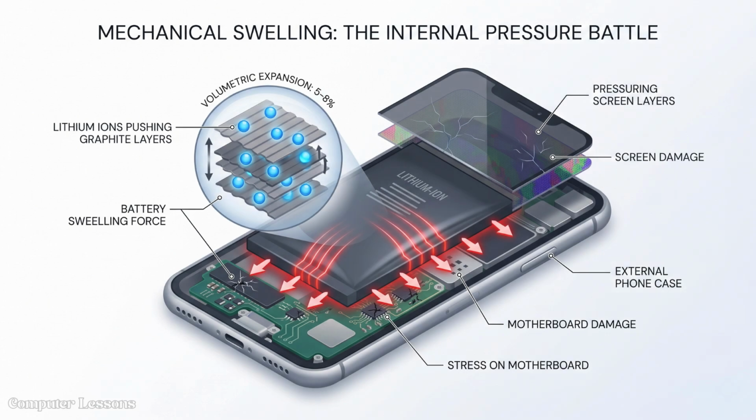Beyond the chemistry, the physical design of the battery must account for the mechanical swelling that occurs naturally. Lithium ions physically push the graphite layers apart, causing the entire battery to grow in volume by several percent. If a case is too tight, this pressure can damage the screen or motherboard internally.